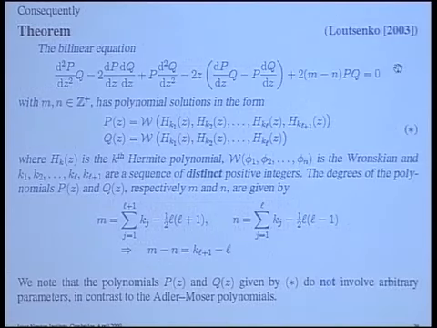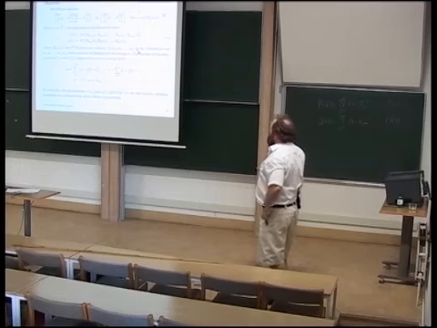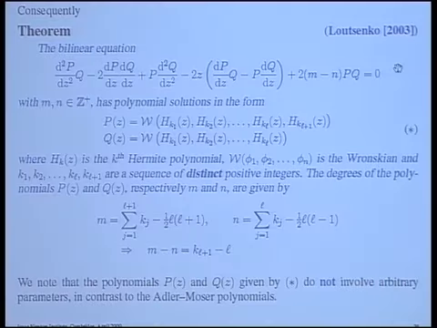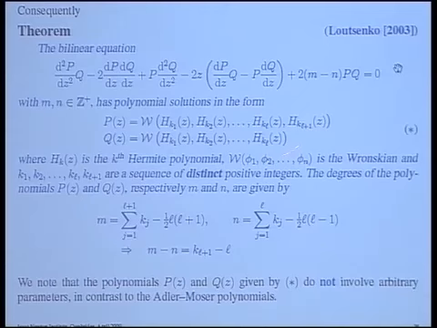And then consequently, you have this result that was actually explicitly written down by Luzhenko in 2003, which says that this bilinear equation has these polynomial solutions where you take p and q, and p has a Wronskian which involves one more Hermite polynomial than the one for q, and there's a distinct sequence. Now, the thing to note about the polynomials here is they don't involve any arbitrary parameters, in contrast to the Adler-Moser polynomials. And so you might think that that's actually it, the problem's solved. This gives all the answers.